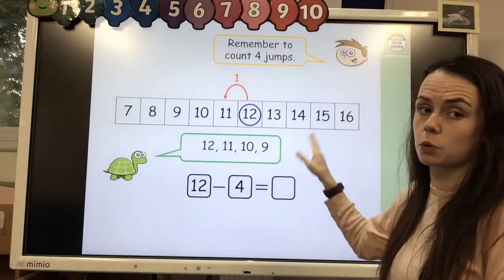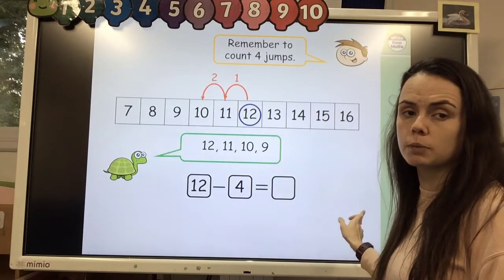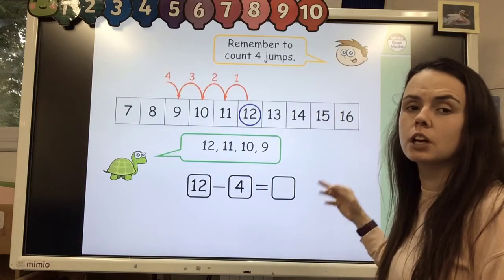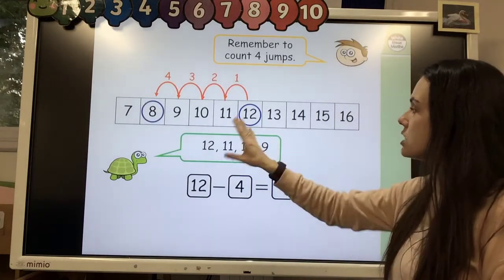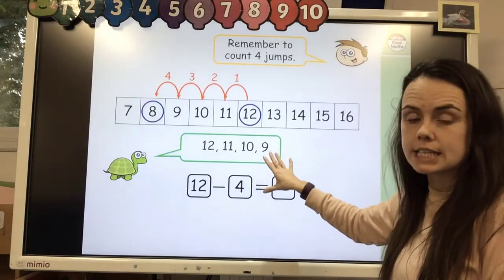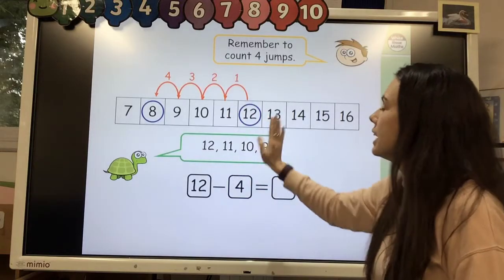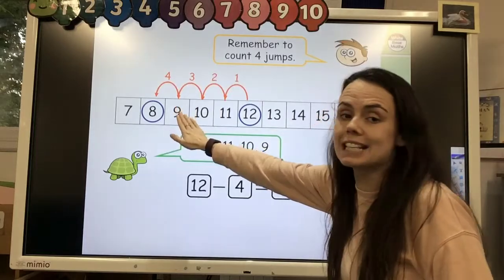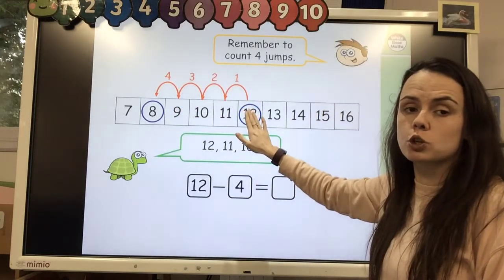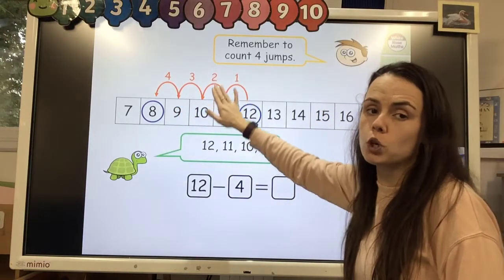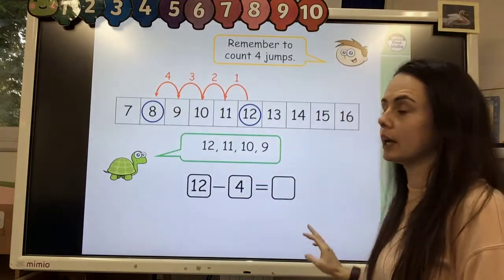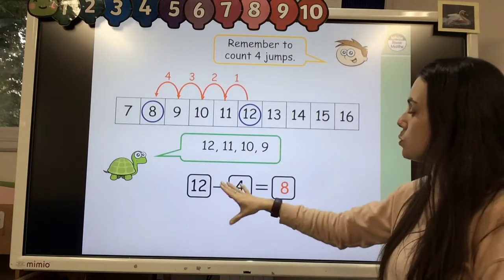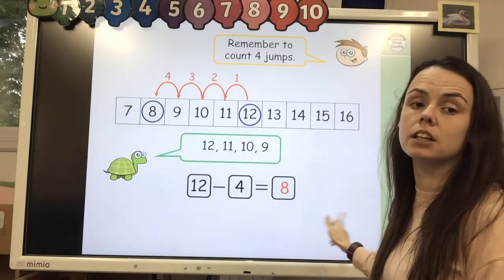Let's do it for him. So 1 jump, 2 jumps, 3 jumps, 4 jumps. So we get the answer as 8 again. What Tiny did wrong is he didn't jump. He just counted. He went 1, 2, 3, 4, and that's how we got 9. You need to make sure you're doing the jumps. We do 4 jumps, not 4 numbers. Okay? So 12 take away 4 is 8 again.